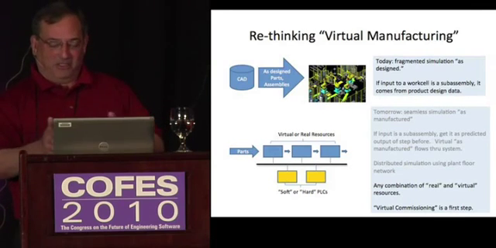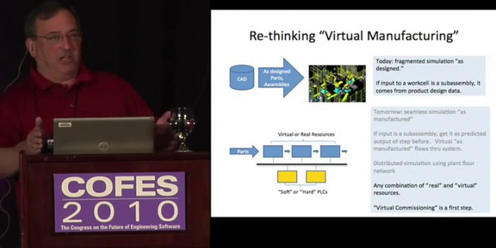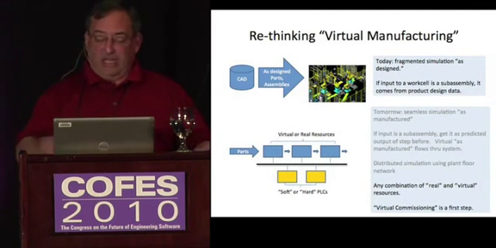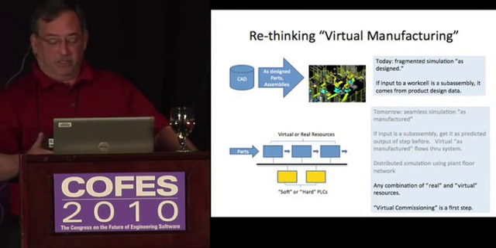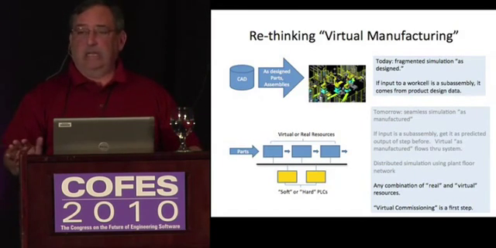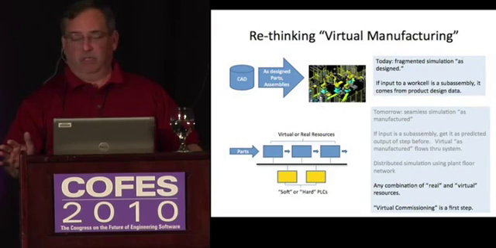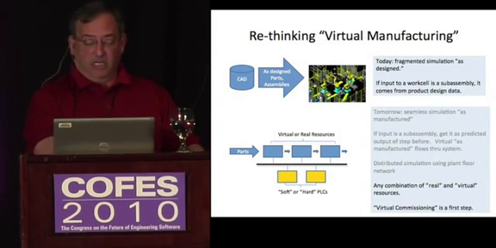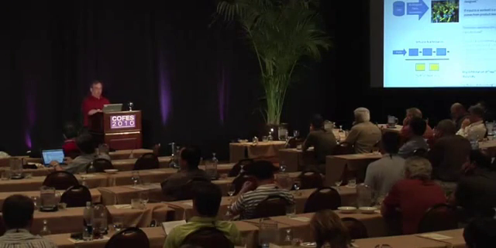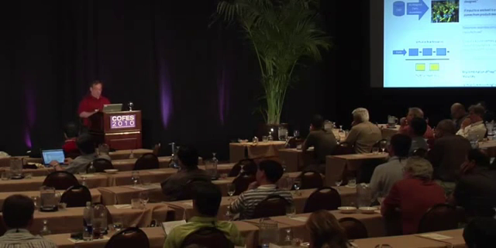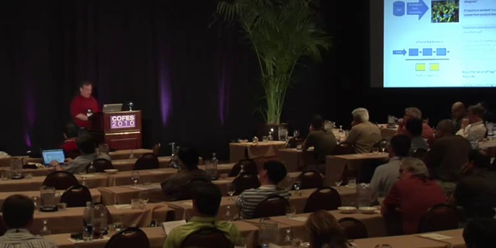So there are details here, but I think this is the general direction that we want to be thinking. And you may have heard about or read about things called virtual commissioning. That's clearly a first step in this, but the virtual commissioning side is focusing primarily only on the controls. And I see this as a whole different way to architect the virtual factory.